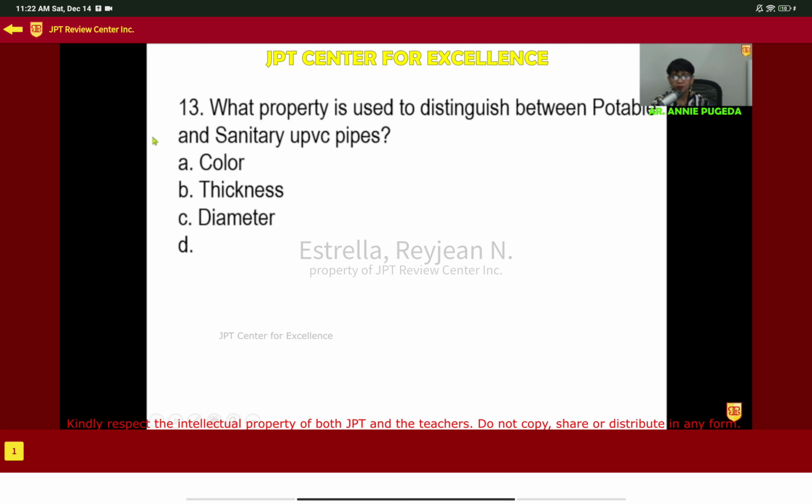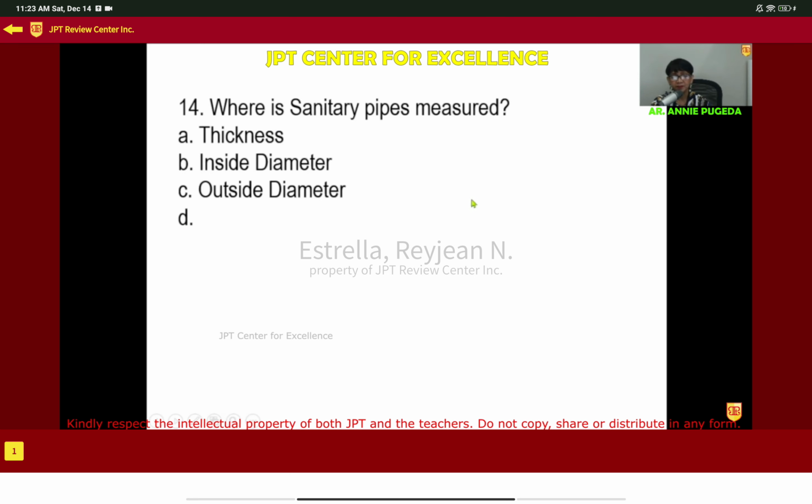What properties used to distinguish between potable and sanitary UPVC pipes? Parang UPVC. Okay? So, syempre, sabi mo, color. Color is a better answer. What's the best? Between water and sanitary, diameter ang nagmamatter. Okay? Next. Where is sanitary pipes measured? Pag mga sanitary pipes at makakapal kasi yung kanilang walling, inside diameter po ang ginagamit.